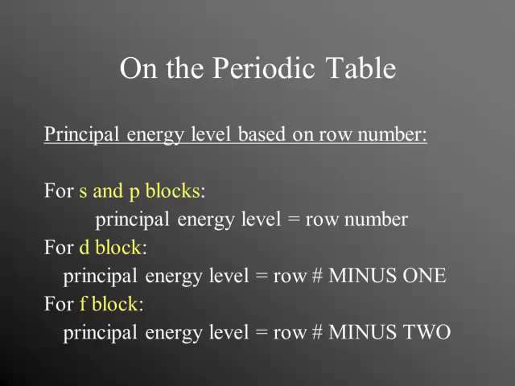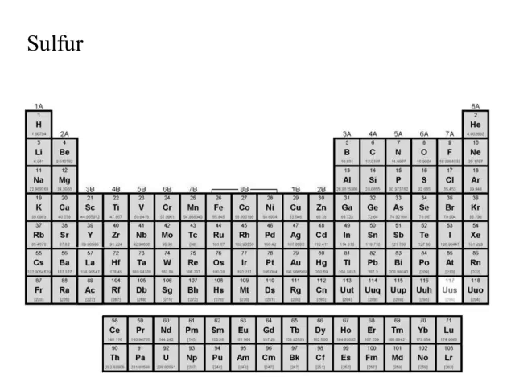Let's look at a few examples. Write the electron configuration for the element sulfur. Let's do this off the periodic table. Start at the top left of the periodic table, go left to right, top to bottom, and write each level and number of electrons until you get to the element sulfur.